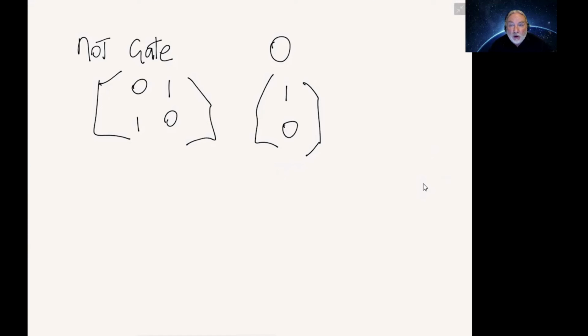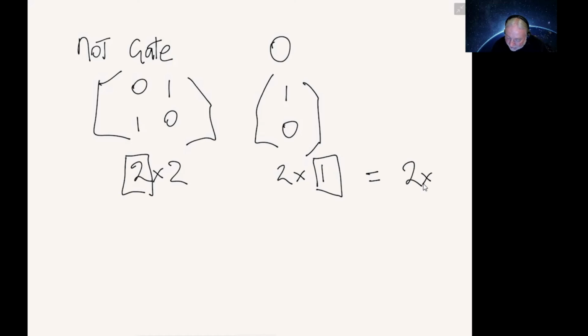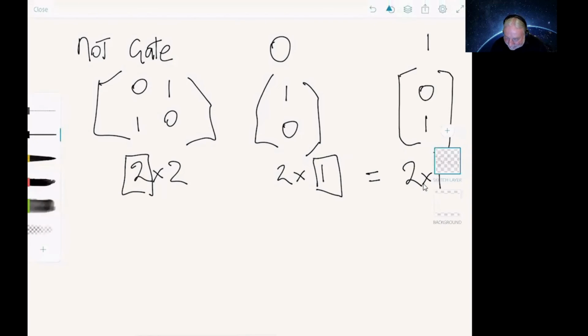Now we want to know what the dimensions of the final result will be. And that again is, we have a 2 by 2 and a 2 by 1. And in this case, we take the outer numbers, and they don't have to be the same, but they're showing that the final matrix has to be, in this case, a 2 by 1 column vector. And of course, if the NOT gate is doing its job, it's going to be a 1, and it's going to end up like this. But let's see if it does.